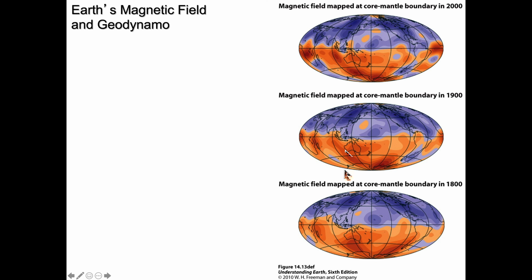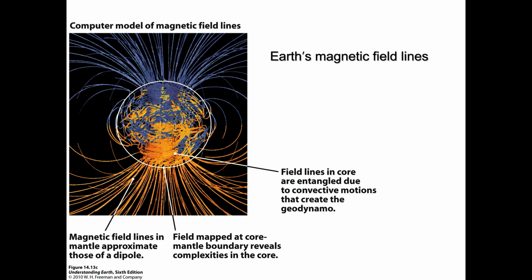And if we go back a little further to 1800, we don't see that anomaly at all. If we do, it's off to the west here, moving towards the east. So these are changes that occur at a very rapid rate in even human terms, but certainly in geologic terms, basically an instant. So what does this look like in terms of the magnetic field lines?